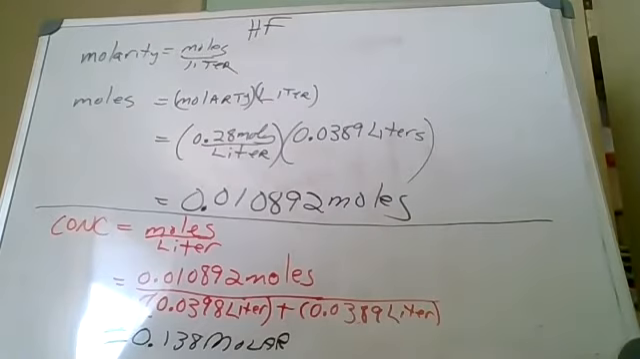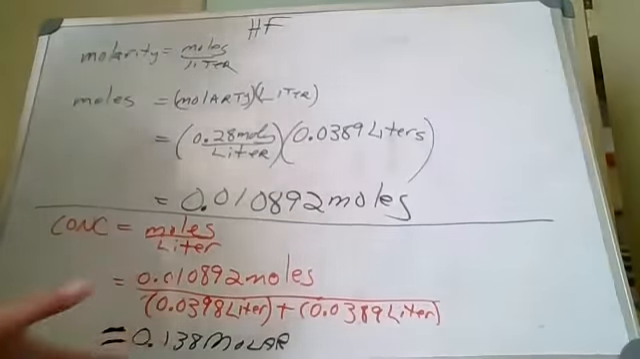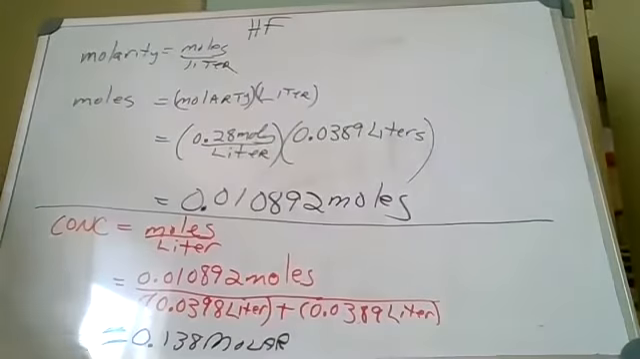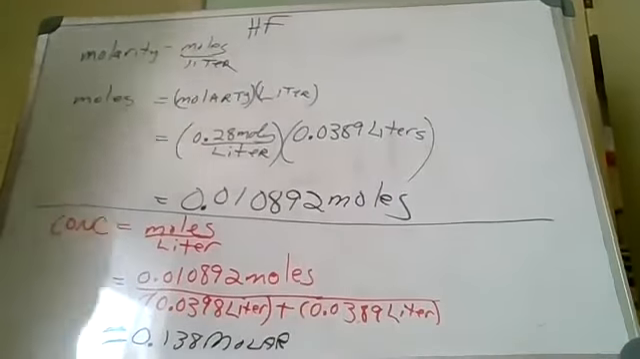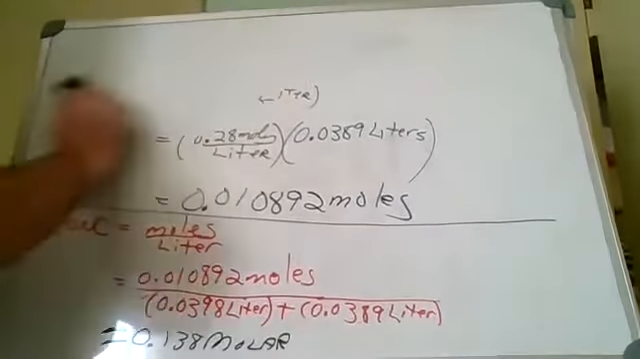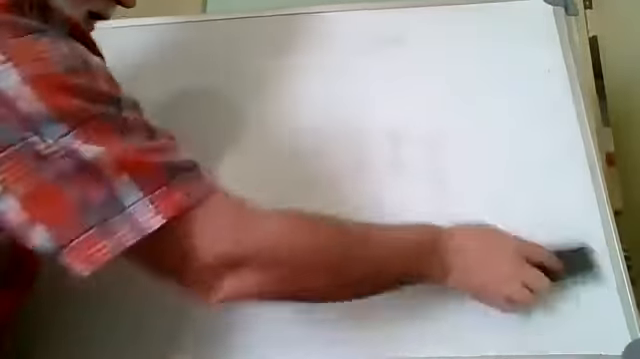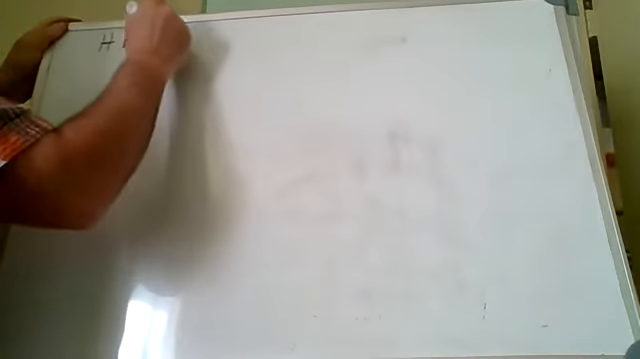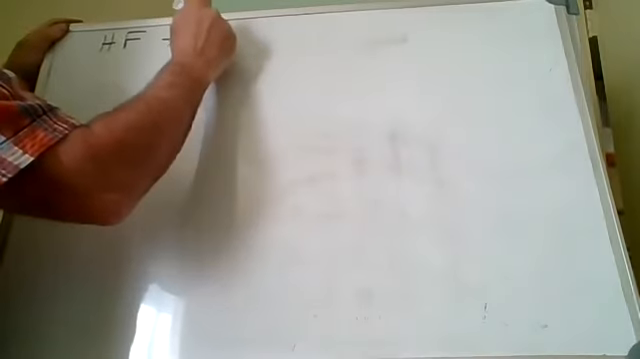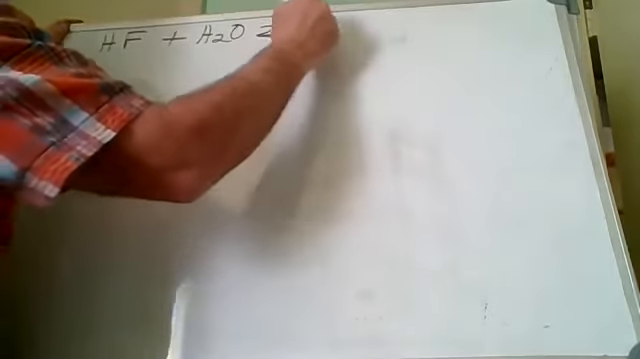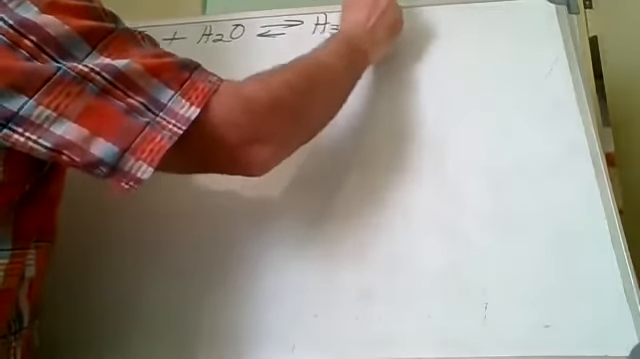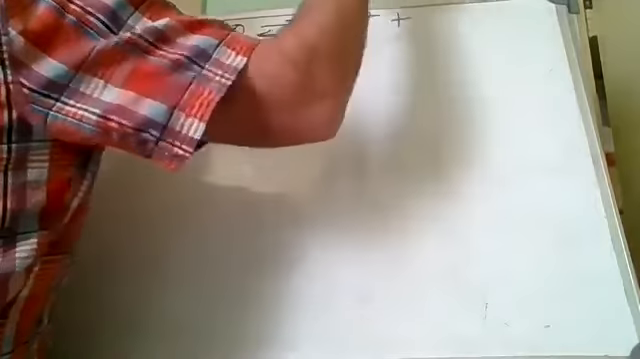Okay. Now we have the two concentrations, so we can go ahead and set up our ICE table. All that work was just to get the starting concentrations. That's all we've done. So we're going to write HF plus H2O gives us H3O plus and the fluoride anion, the conjugate base.